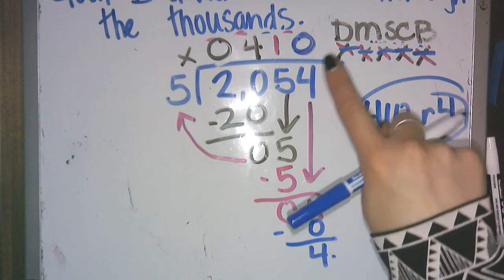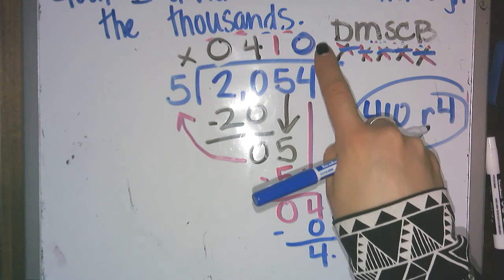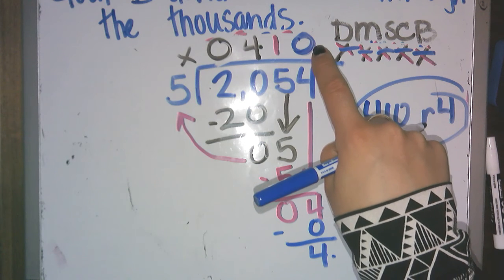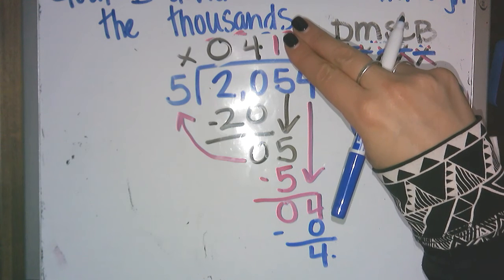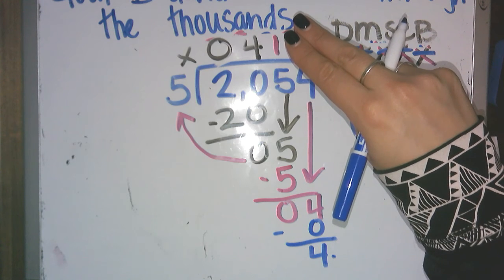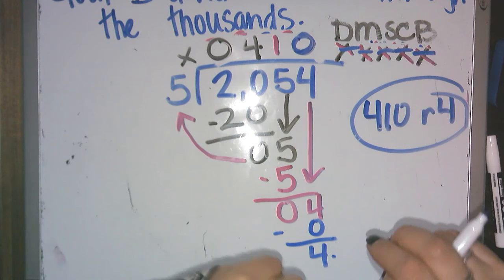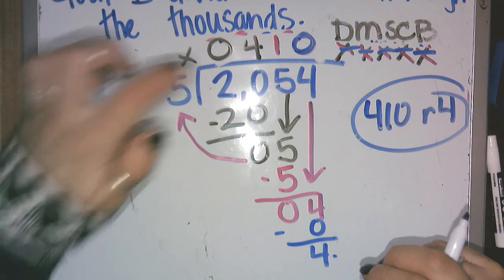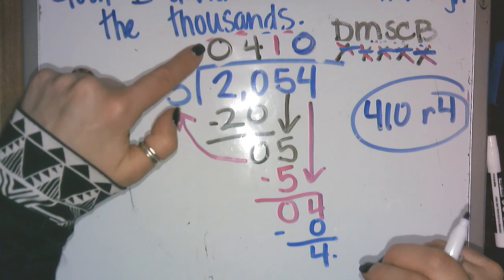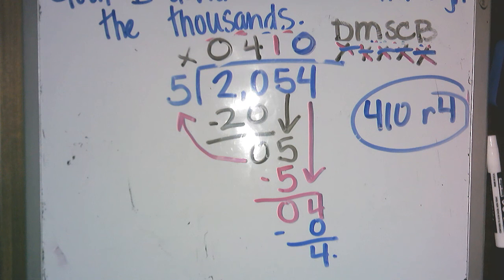So even though I could make 0 groups here, I still had to put this in here to hold the place because otherwise we have the answer 41. And 41 is not the correct answer. 5 goes into 2,054 410 times. So make sure that when you are unable to make groups, you put a 0 above to ensure that you have all of the place value positions accounted for.